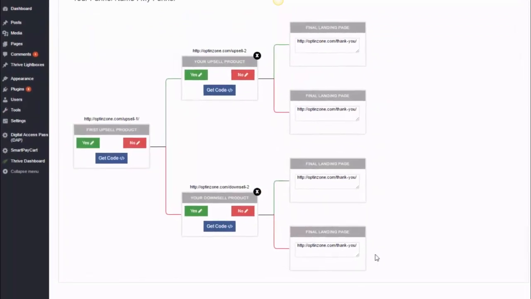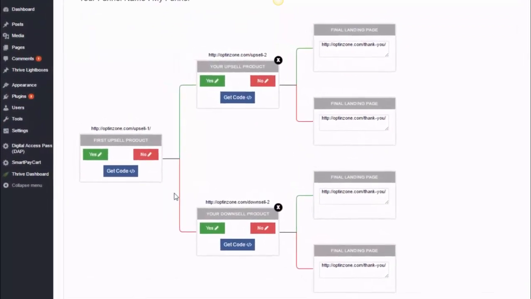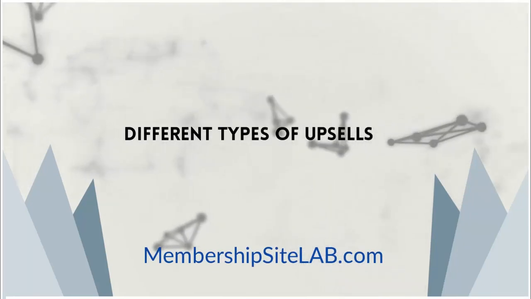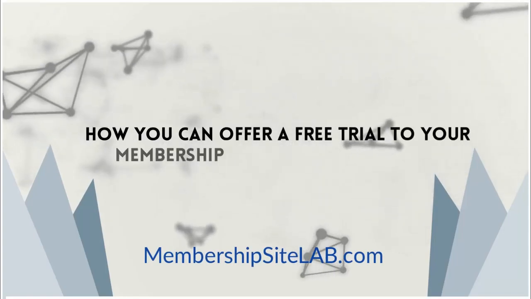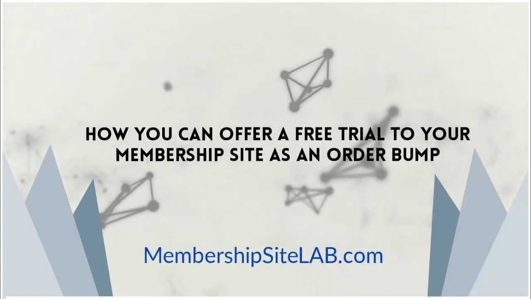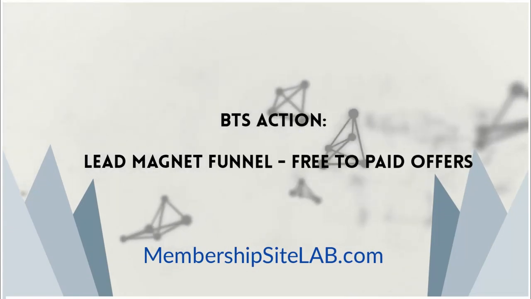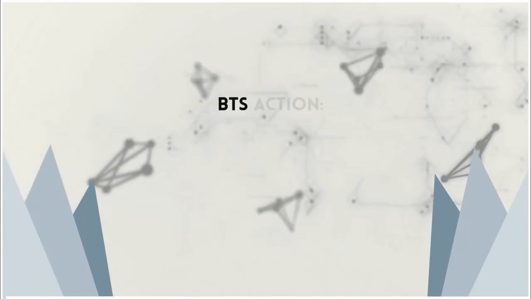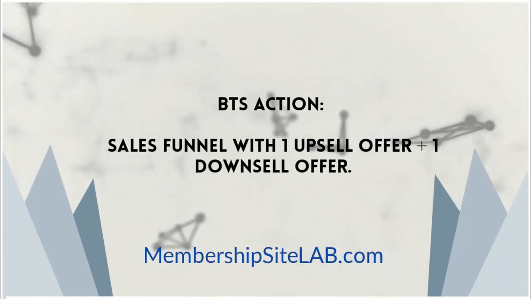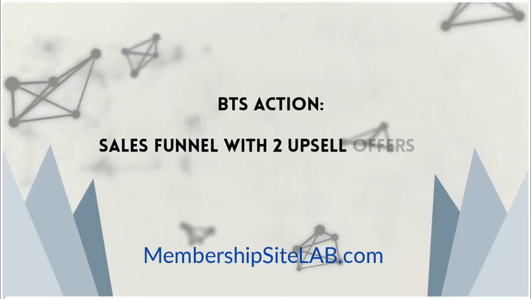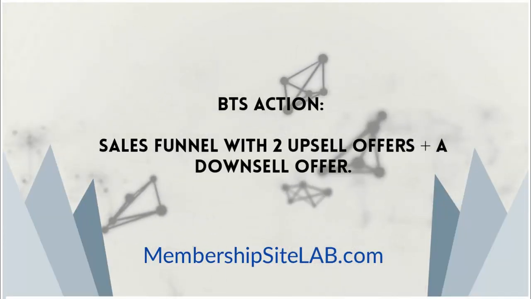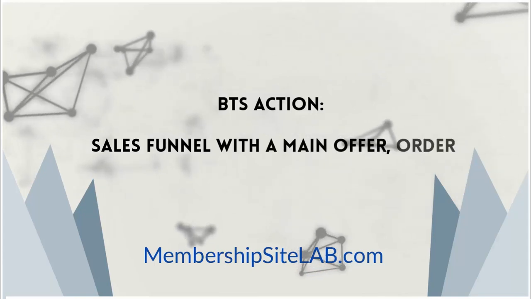In the next series of lessons, I'm going to talk to you about several other topics, starting with what are the different types of upsells, from pre-purchase upsells to checkout page upsells to post-purchase upsells, and how you can set them up, how you can offer a free trial to your membership site as an order bump. And I'll also take you behind the scenes to show you how you can build each type of funnel. From a lead magnet funnel that takes users from a free offer to a thank you page, or from a free offer to other paid offers, to sales funnels with different types of upsell and downsell offers, from one upsell, one downsell, to 2 upsells, 1 downsell, to a main offer, order bump, and an upsell offer.